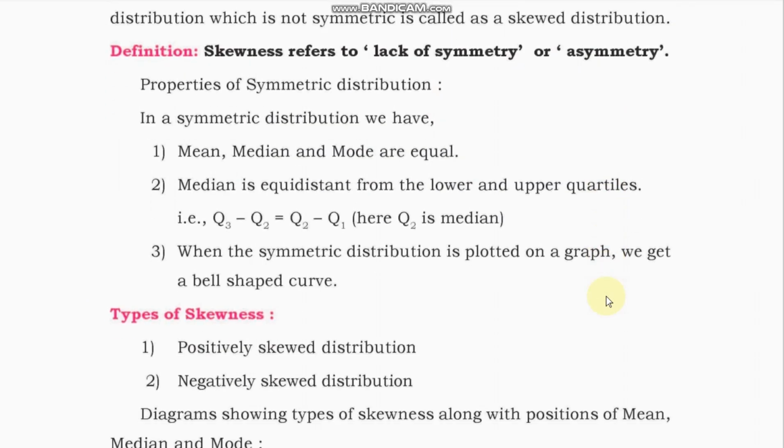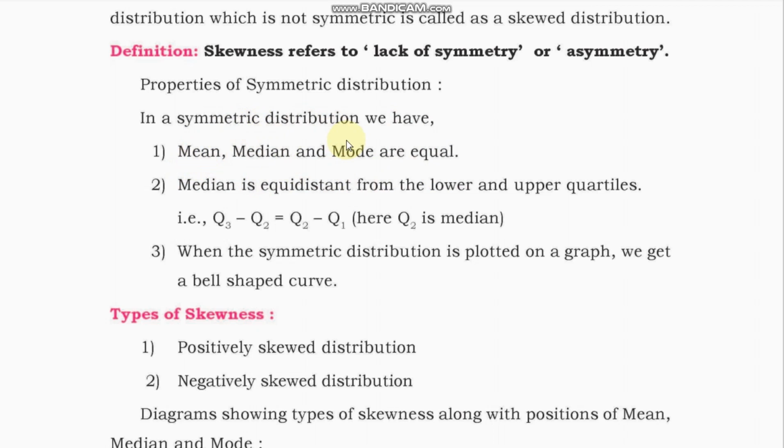So symmetric distribution means an evenly distributed data. When will you call a given distribution a symmetric distribution? If the distribution has mean, median, and mode identical values. Suppose for a frequency distribution, if we calculate the mean, median, and mode for the same data, and all the three are the same answers, then we say that the distribution is a symmetric distribution.